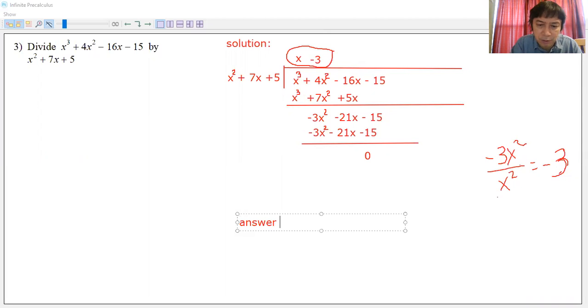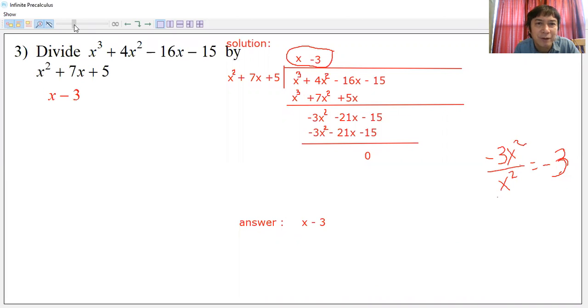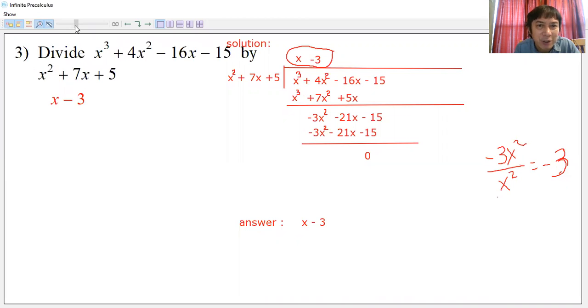Our answer is x minus 3. That's our quotient, so we can verify that over here. Okay, x minus 3. You can make it larger. All right, x minus 3 over here, so we're correct. I hope you were able to follow the way to do it. Let's continue with the next.